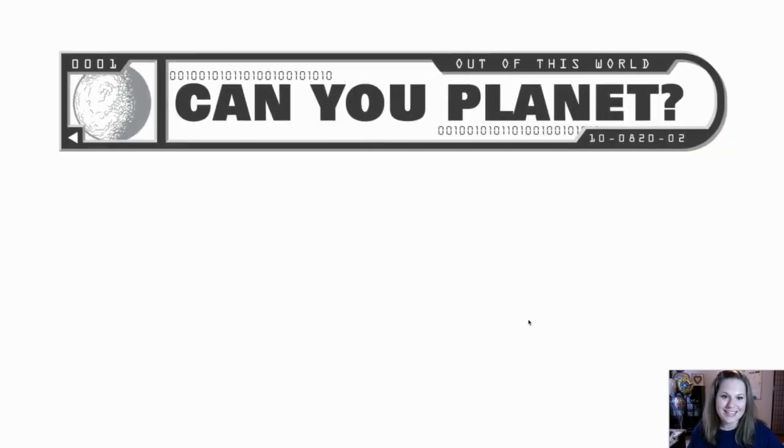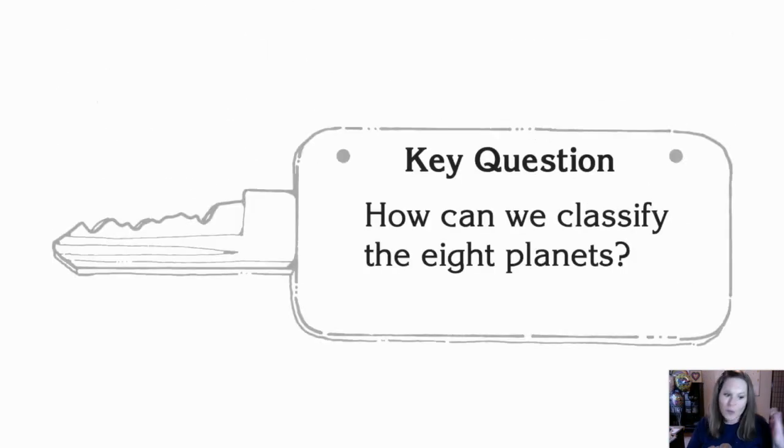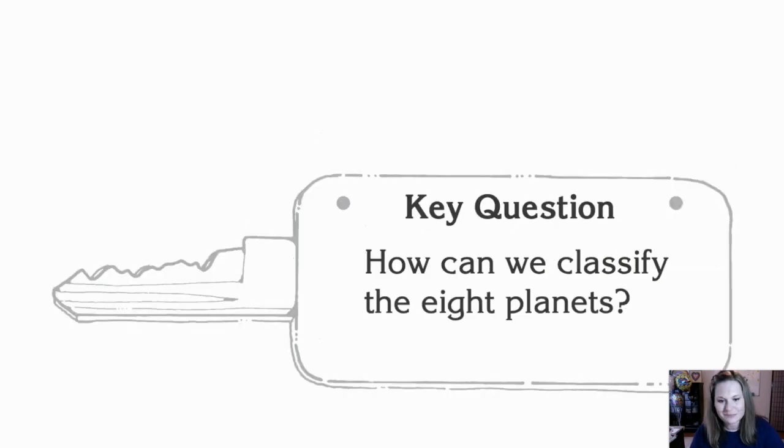Today we are going to be looking at the different planets and seeing all kinds of things. So let's look at our purpose here. Our real question is how we can classify the 8 planets. And when I say classify, that means put them into groups. How can we group them? I know that we've talked about inner and outer planets, but we can also group them in different ways.